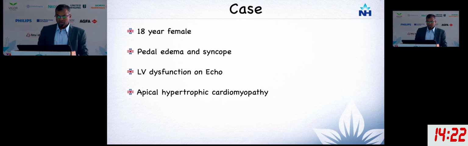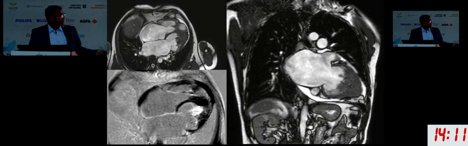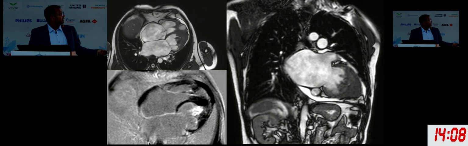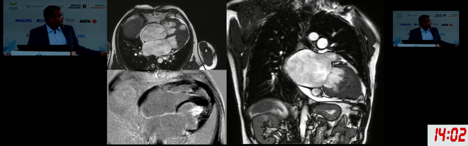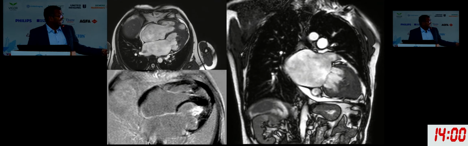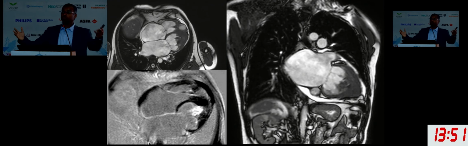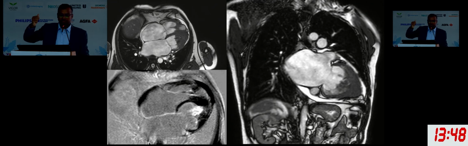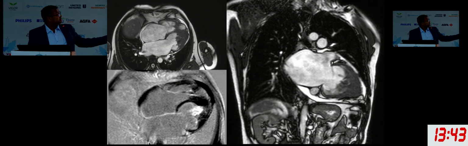A young female underwent an echo which said this is apical hypertrophic cardiomyopathy, and this is what the cardiac MR shows. You can see a lot of hypertrophy in the apex. You can see something involving the RV side also and the LV side also, but there is a lot of fibrosis in the cavity. If you think this is the muscle, then there is complete fibrosis. So this is a case of endomyocardial fibrosis. Excellent.